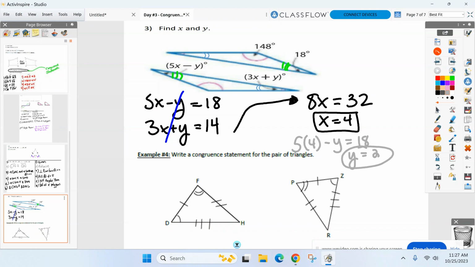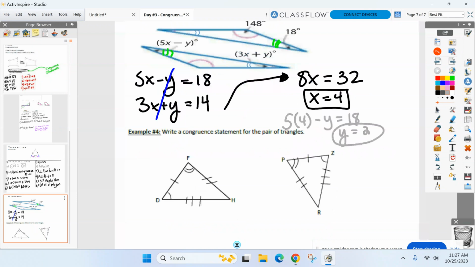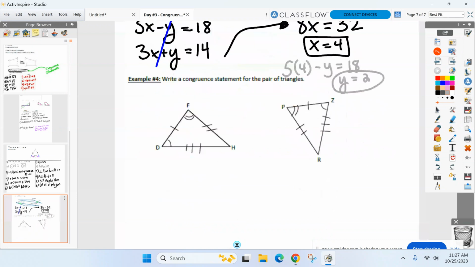Any issues? And then last example, I just want a little more practice on writing a congruent statement. I'm going to fight you guys on this, though. I don't think they're congruent. I think this is a trick question. Here's why I don't think they're congruent, and maybe you can help me understand better.